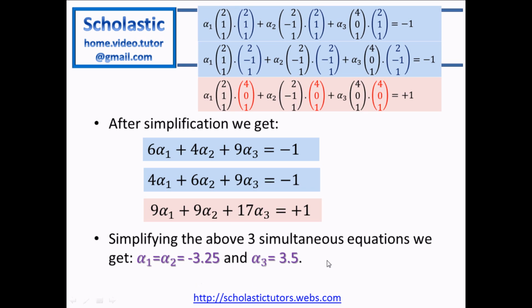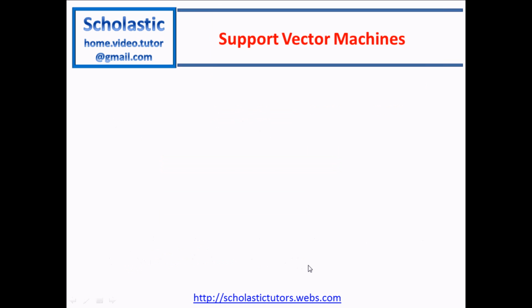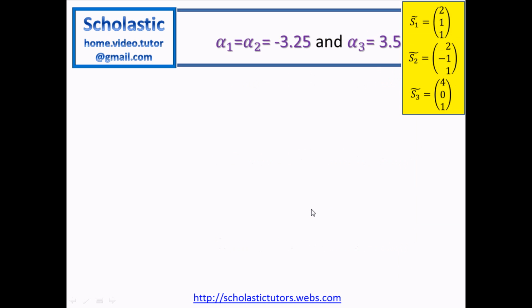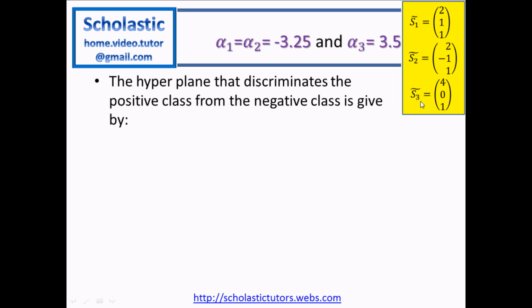So after simplification, we managed to find out that alpha 1 equal to alpha 2 equal to -3.25 and alpha 3 equal to 3.5 for this particular problem. Now we are going to get the boundary using these three parameters. How are we going to do this? This is what we found: alpha 1, alpha 2, alpha 3. We selected S1 tilde, S2 tilde, and S3 tilde.